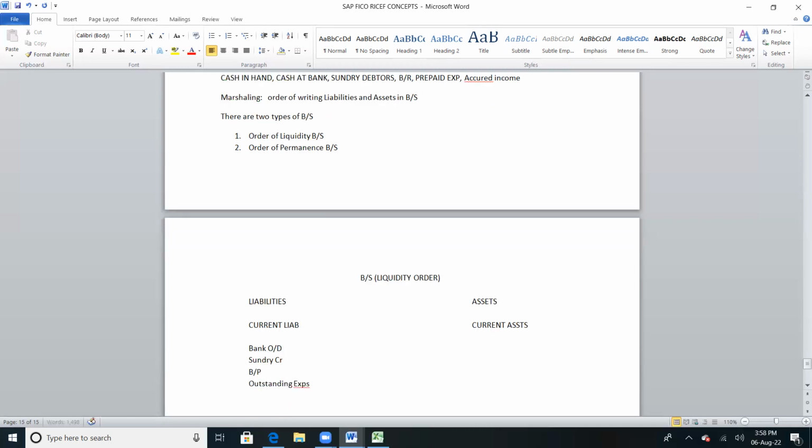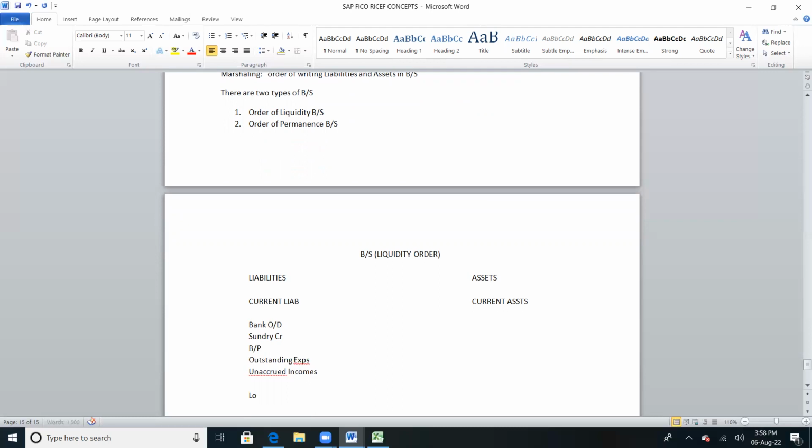Outstanding expenses. Next one, unaccrued incomes. Okay, so these are the current liabilities. I'm just giving an example. Okay, next one, long-term liabilities.